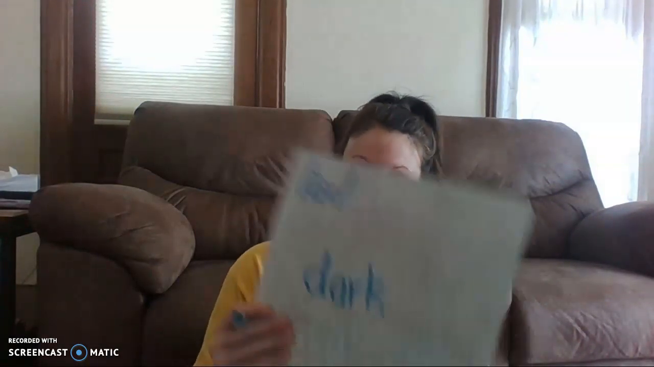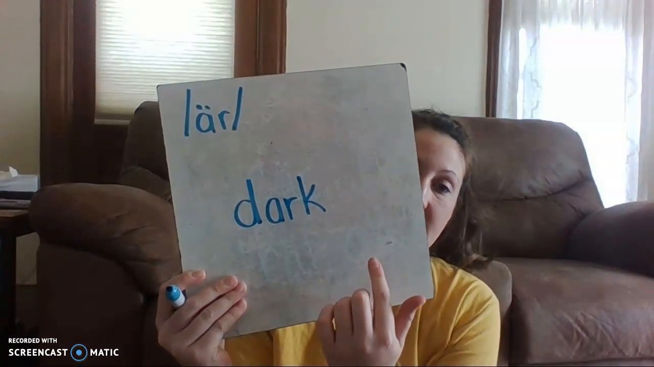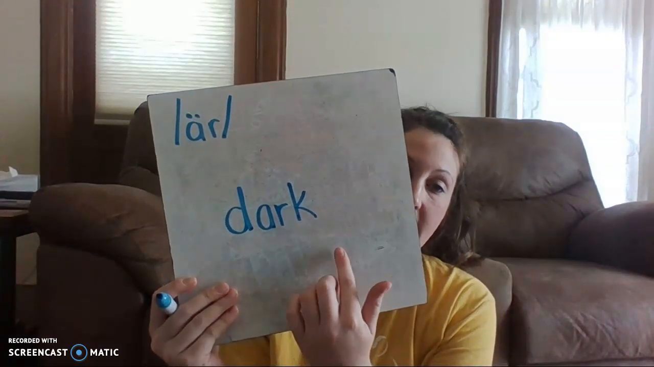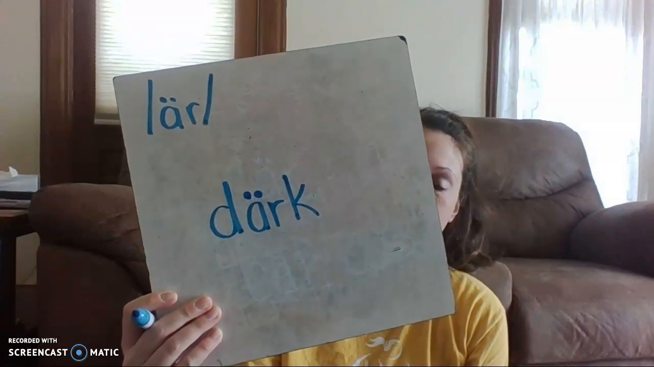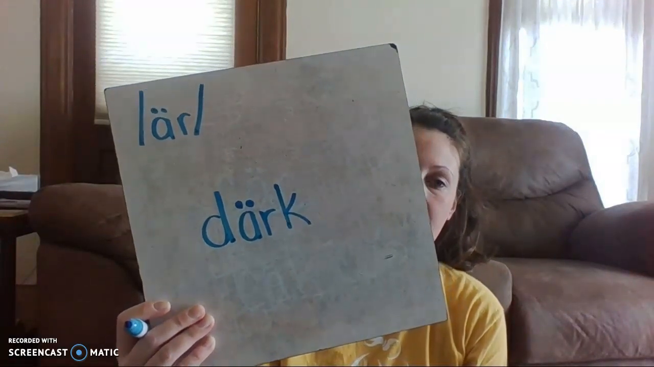So, ding, ding, ding, we need the letter A. So we should have D, A-R-K. And we can code it like that to help us to remember that A is quiet and the R is going to say its name, like in dark.